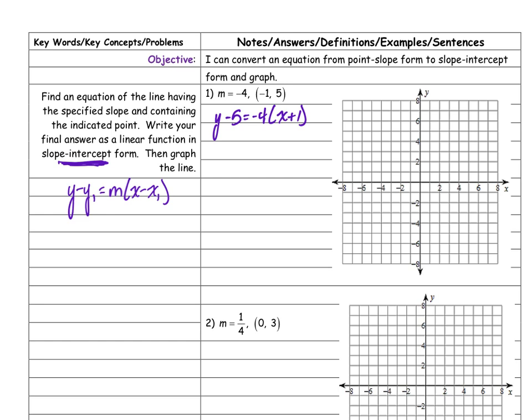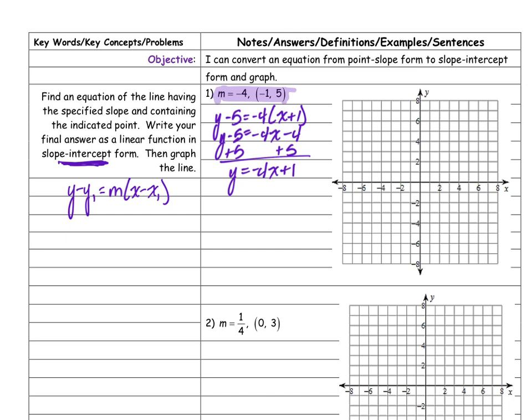Okay. So the first thing I'm going to do is distribute the negative 4. So y minus 5 equals negative 4x minus 4. And then add 5. So I've got y equals negative 4x plus 1. Now they want me to graph it. So I can either graph it from the original slope and point they gave me, or I can find the slope and y-intercept and graph it from there. However you want to do it, whichever way is easier for you to graph. But I'm just going to go ahead and graph it from the information they've given me, since I want to practice that.